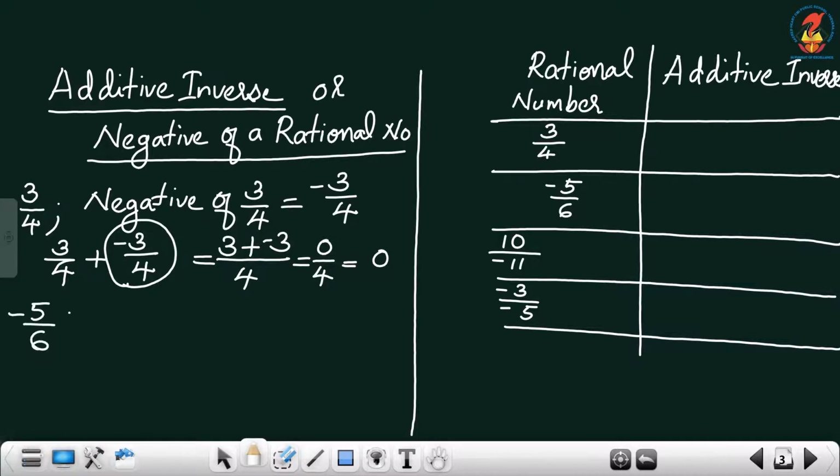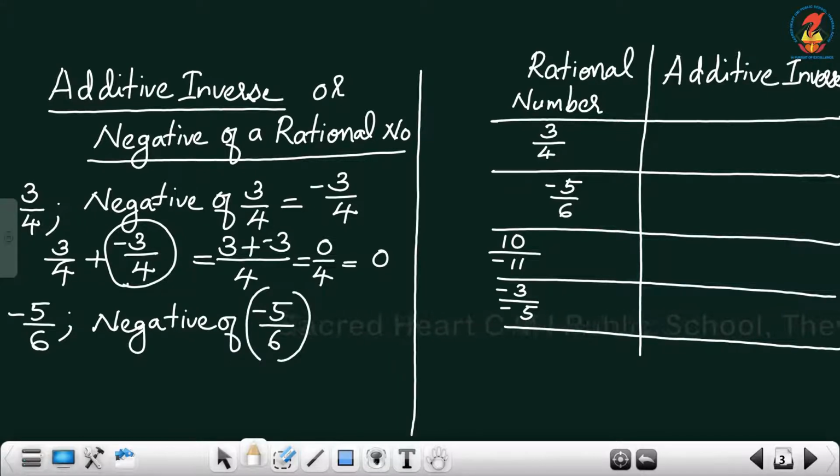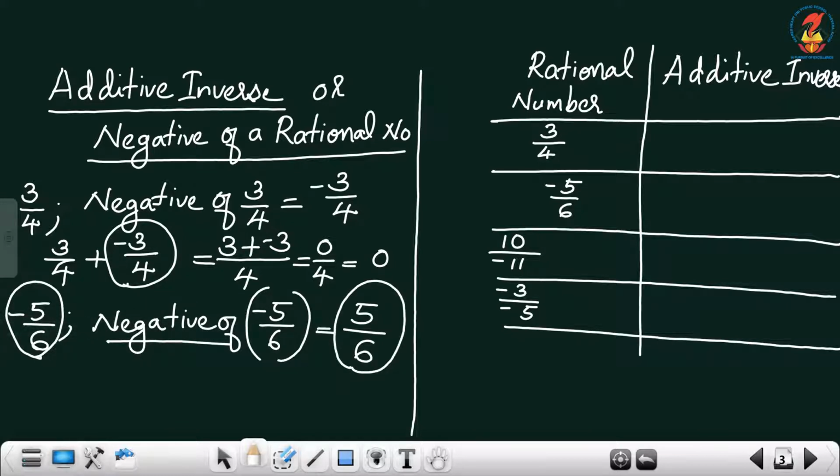Then consider the rational number negative 5 by 6. Another example. What is the negative of negative 5 by 6? Because the rational number given is negative 5 by 6. Equal to, it is a positive 5 by 6. So a negative rational number is given. Its additive inverse is a positive rational number.